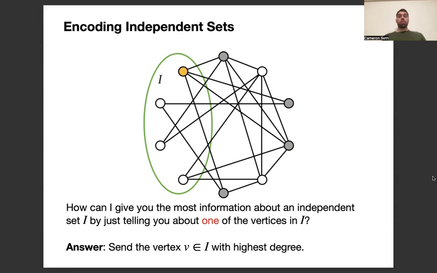But there's actually more you can say. Because I've told you this is my highest degree vertex, any vertex with higher degree cannot be in the independent set. Otherwise, that's what I would have sent. These two vertices here have degree higher than the vertex I sent, so in fact, you can rule those out as well. Surprisingly, I've just told you one vertex from my independent set, and you figured out exactly what my independent set is.